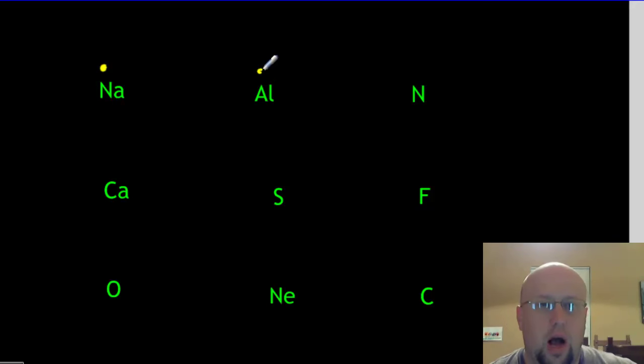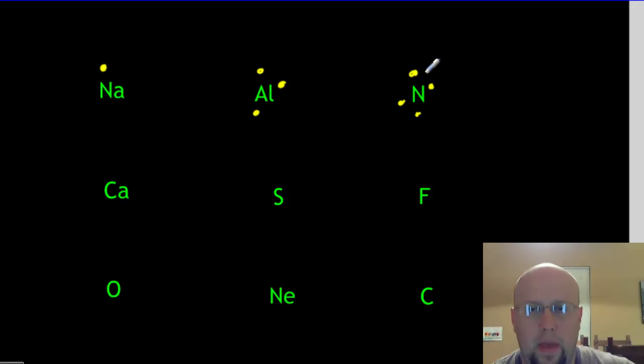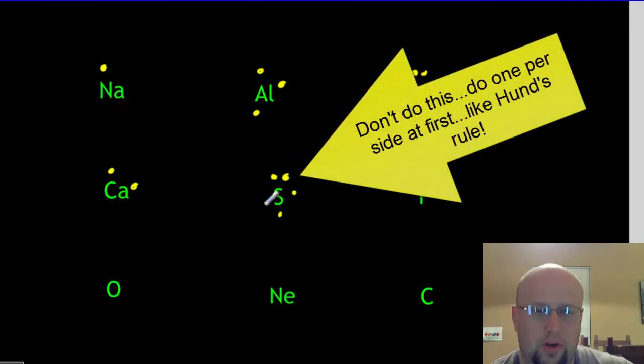So aluminum has 3 valence electrons, so we put 3 dots there for aluminum. Nitrogen has 5. Okay, remember we put 1 around each side. Then we come back to the top, so that's 5 valence electrons for nitrogen. Calcium has 2. Okay, sulfur has 6. So 1, 2, 3, whoops, sorry, I didn't follow my own rules. It's because I knew how it was going to turn out. It should look like that. It's got 6 valence electrons.